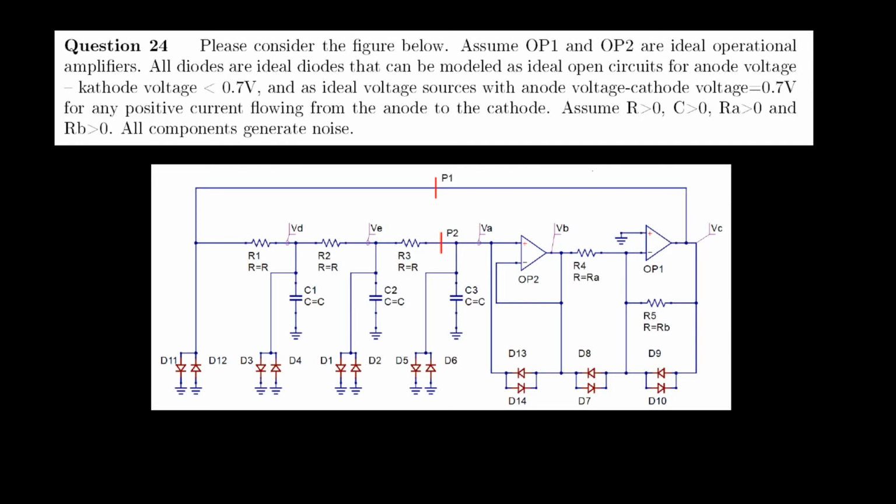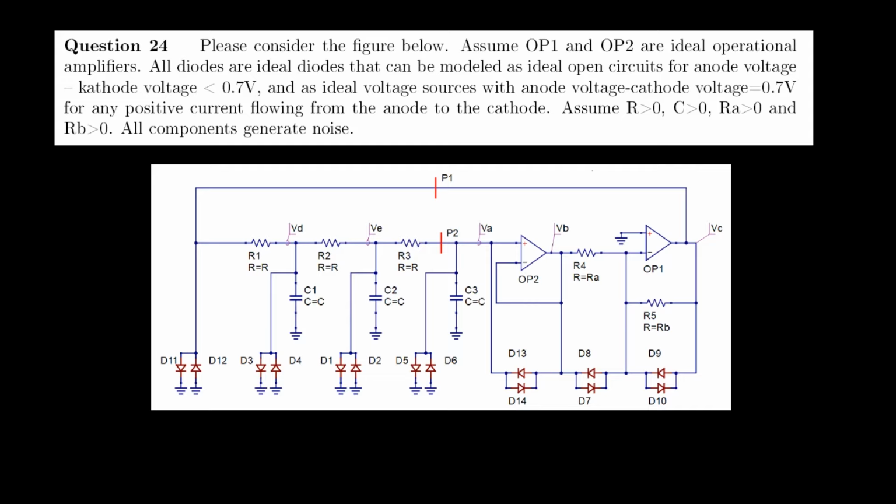This video will discuss the solution to question 24. Please consider the figure below. Assume OP1 and OP2 are ideal operational amplifiers. All diodes are ideal diodes that can be modeled as ideal open circuits for an anode voltage minus cathode voltage smaller than 0.7 volts and as ideal voltage sources with an anode voltage minus cathode voltage of 0.7 volts for any positive current flowing from the anode to the cathode.